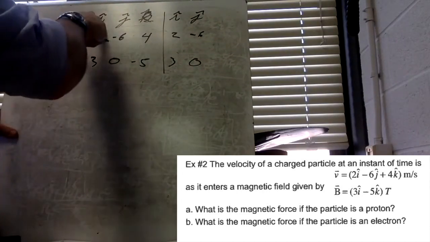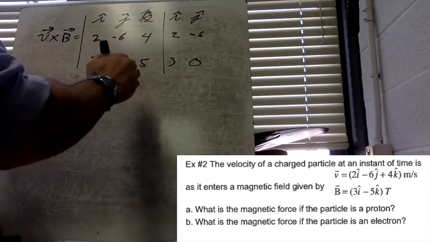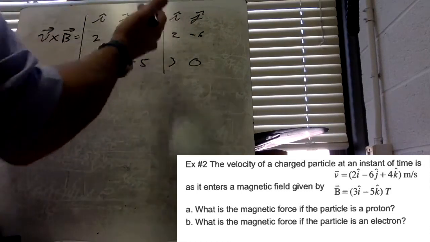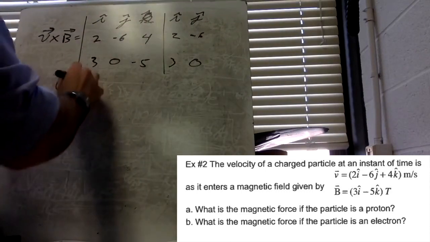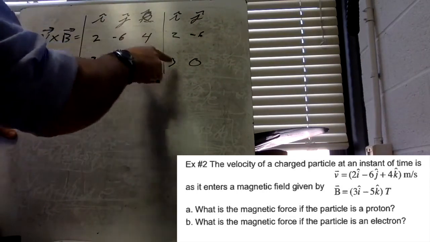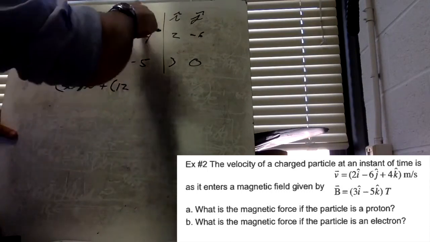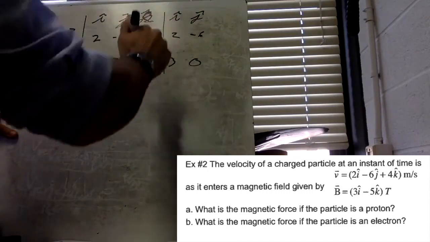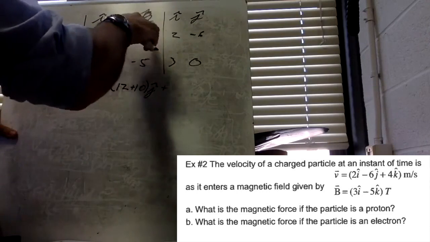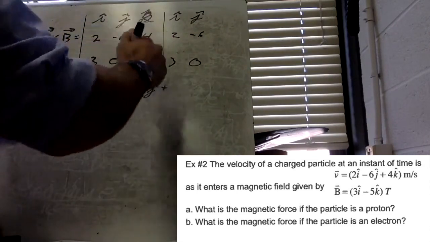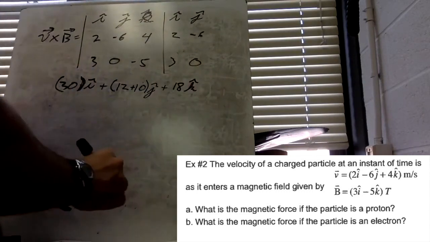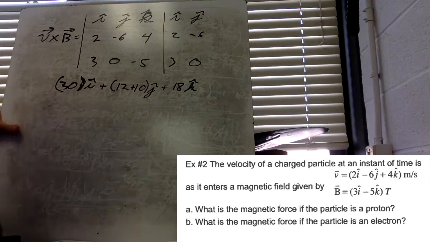And so I go down through I this way, so it's -6 times -5, so it's 30 minus, and going up this way, 0. So it's 30I plus, and then for J, I go down this way, so it's 4 times 3, 12, minus, and then to go J this way, I go that way, so it's minus but plus 10, J, plus, and then for K, I go down this way, so that's 0 minus -18, so that's 18K. All right, so that's the V cross B.